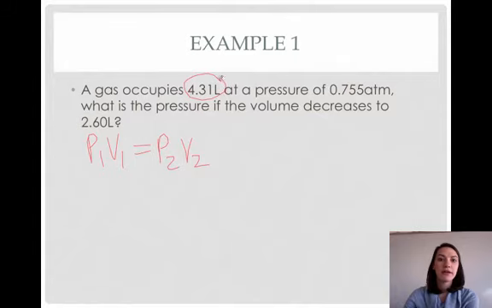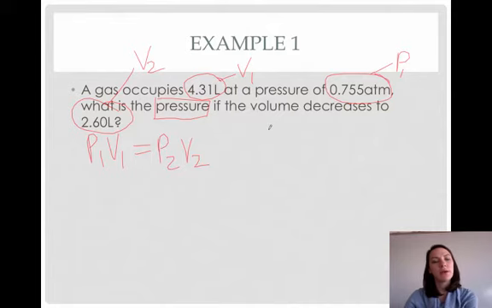Well, I have an initial volume, that's the liters. I've got my initial pressure there. Okay, it says what is the pressure, so I know that that's what I'm looking for. And then I've got my second volume. Okay, so labeling right in the word question what your values are that you're given is very important.